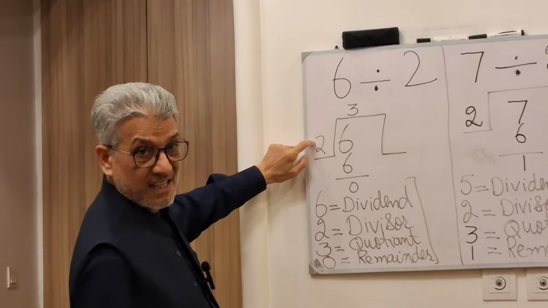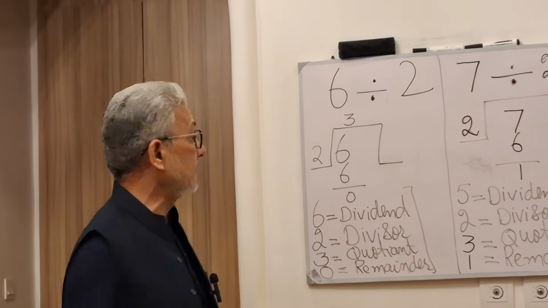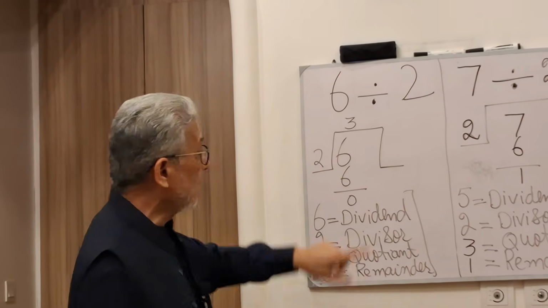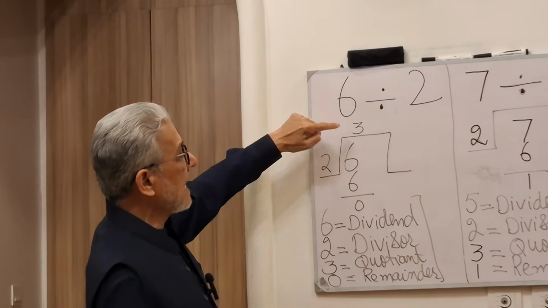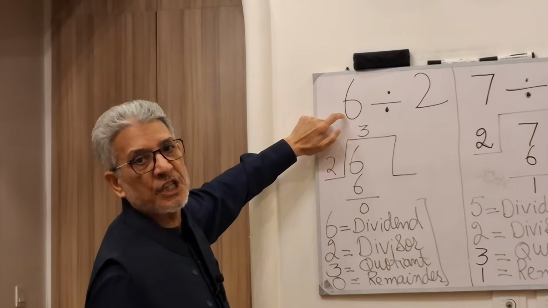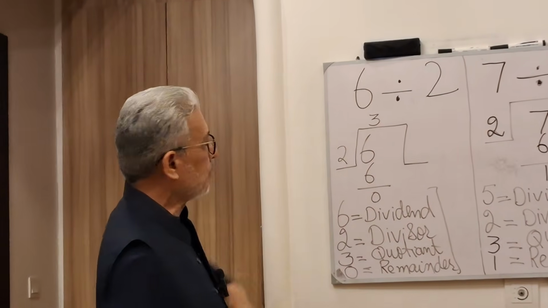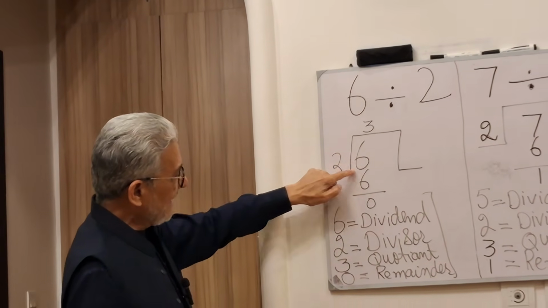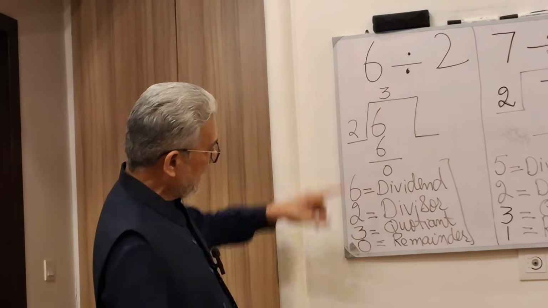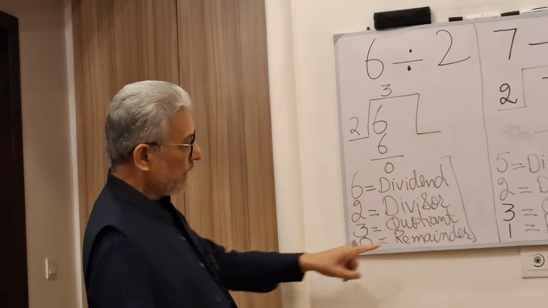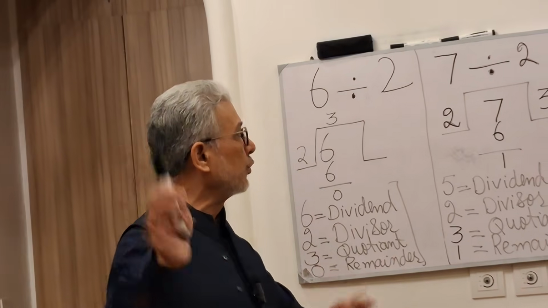So this is divisor or divider. The one that divides is also called divisor, also called divider. And the one that gets divided, 6, is the dividend. 6 is dividend and the answer is called quotient and this is remainder. So in this question, 6 is dividend, 2 is divisor, 3 is quotient and 0 is remainder. So you should know this and I am sure that you already know it.